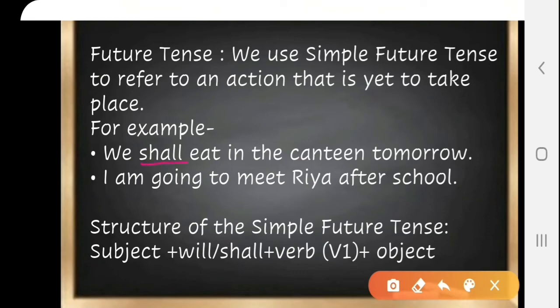First, we use shall before main verb, that is base form of the verb, and we used am going to describe that action is yet to take place. The structure of simple future tense: subject plus will shall plus verb V1, that is base form of the verb, and object.